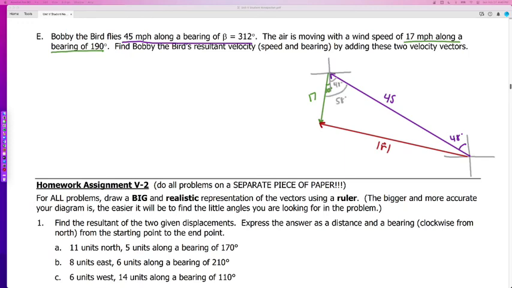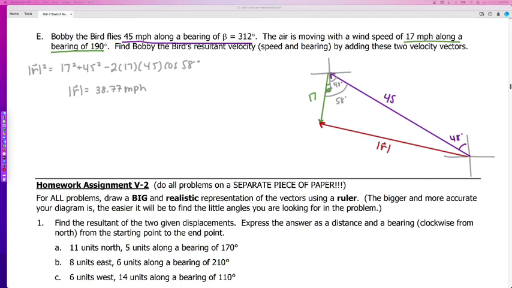58 degrees. So immediately we can use the law of cosines to find the resultant vector, the magnitude of the resultant vector. So that's going to be 17 squared plus 45 squared minus 2 times 17 times 45 times the cosine of the angle between them, 58 degrees. Take the square root, make sure your calculator is in degrees, and we get something like 38.77 miles an hour. So that's how fast he actually flies when he has to meet with the resistance of the wind.